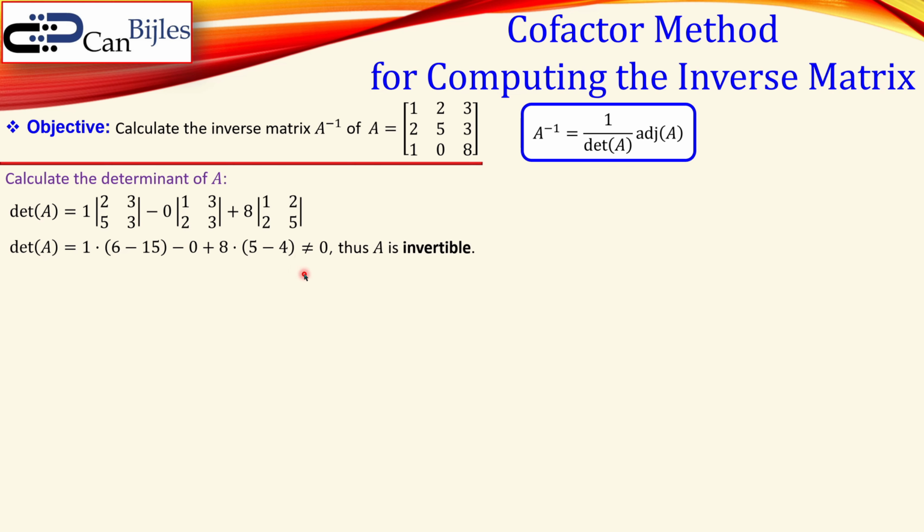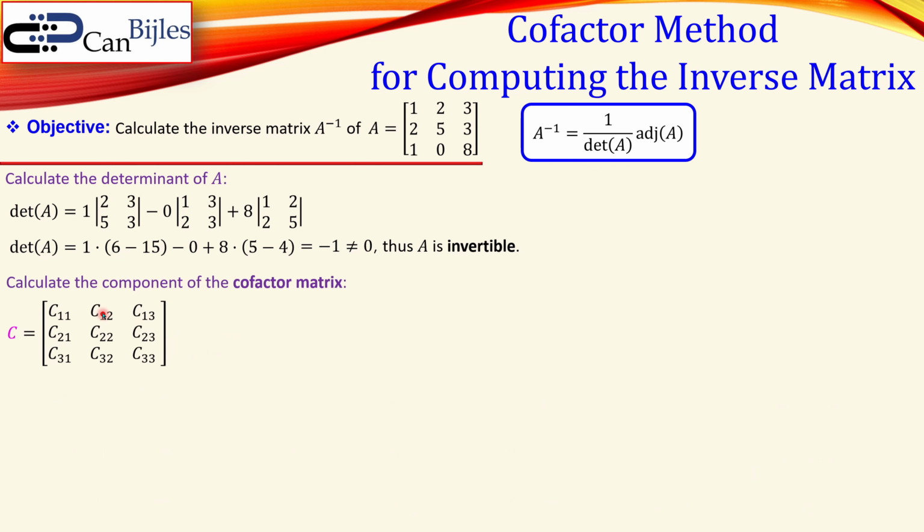That is indeed not 0. So I can say, thus A is invertible. I can say this is not 0. This is the first check you need to make, because if this is 0, then the inverse is undefined, so you can just say there is no inverse of this matrix.